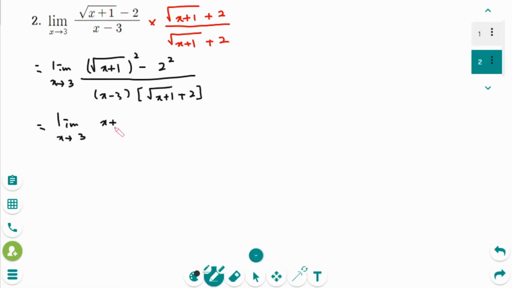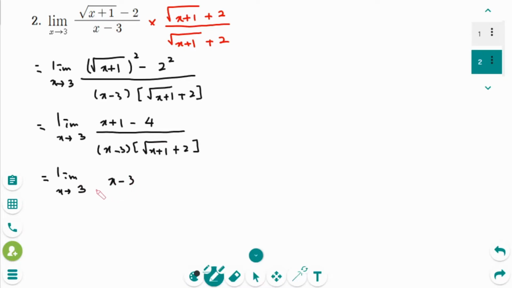So this is x plus 1 minus 4 over x minus 3, like this. And numerator is x minus 3. And the denominator part. See, the common factor is x minus 3. This allows the question to make the 0/0 form when x approaches 3. Now cancel the common factor.